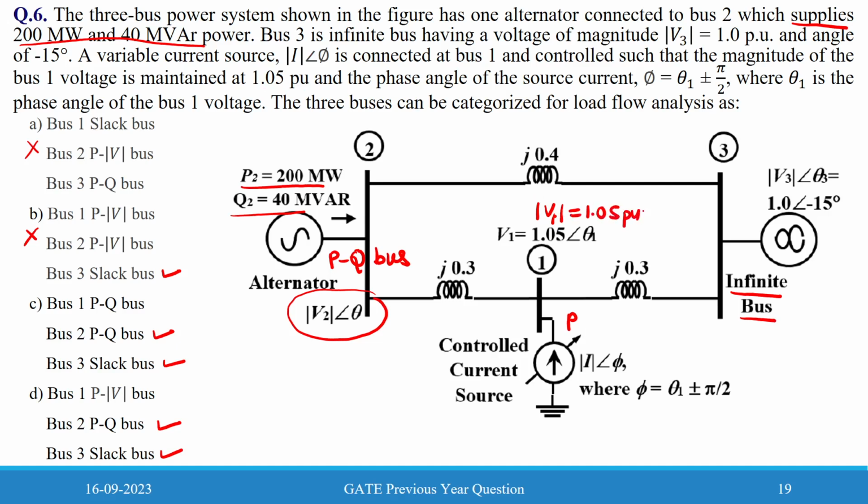And the phase angle of source current is theta 1 plus or minus pi by 2. So this current is always leading or lagging with voltage. So active power specified here is 0 because of this leading or lagging current, where theta is the phase angle of bus 1 voltage. So we can say that at bus 1, P is 0 and voltage magnitude is given as 1.05 per unit, and other quantities are unknown. So option D is correct.